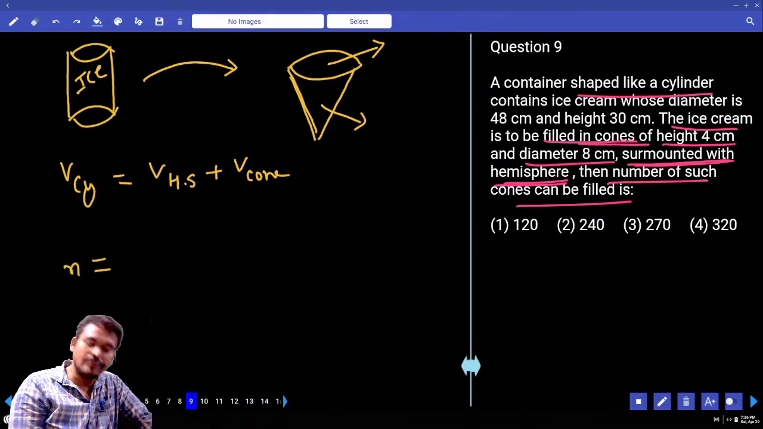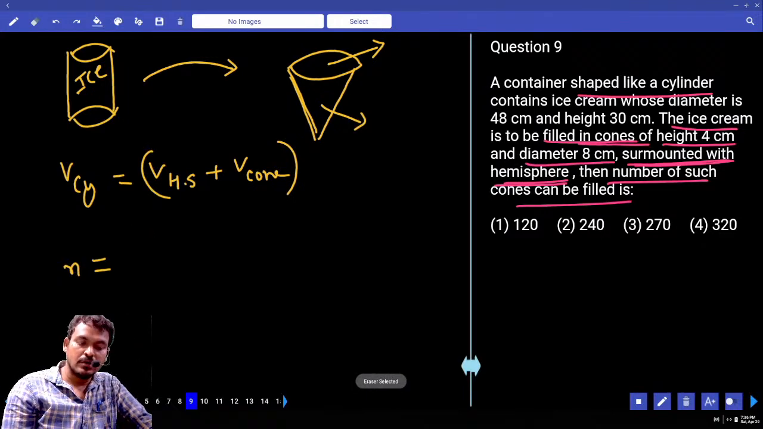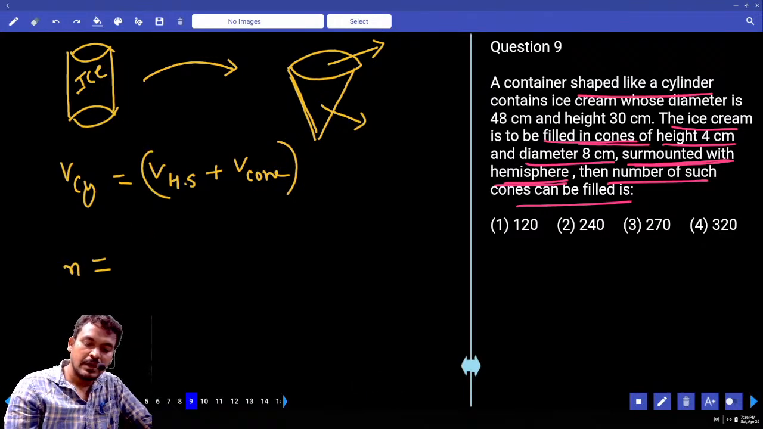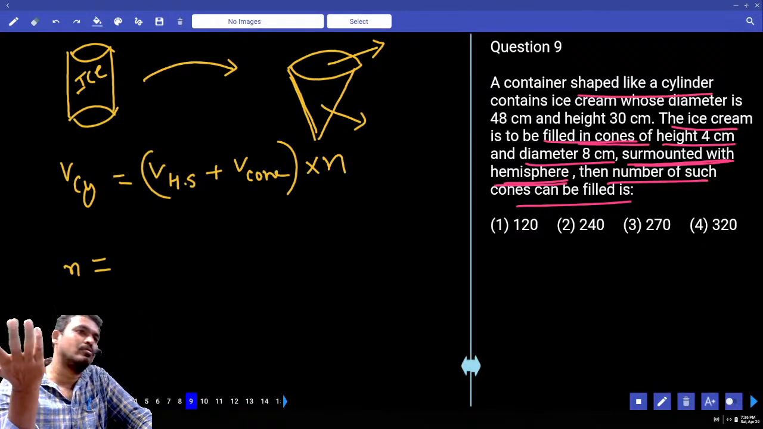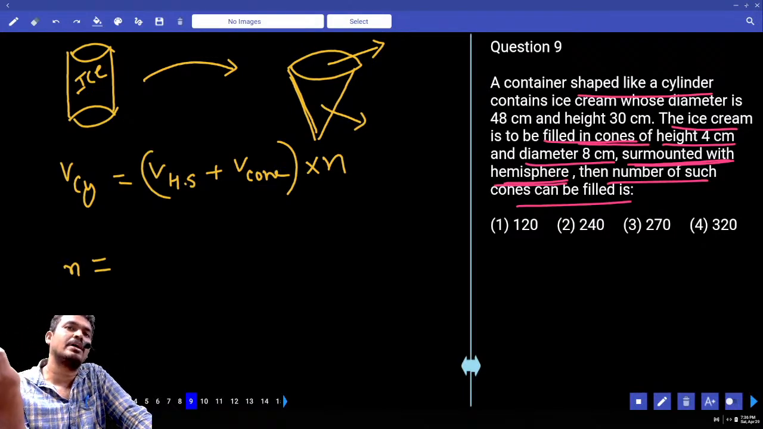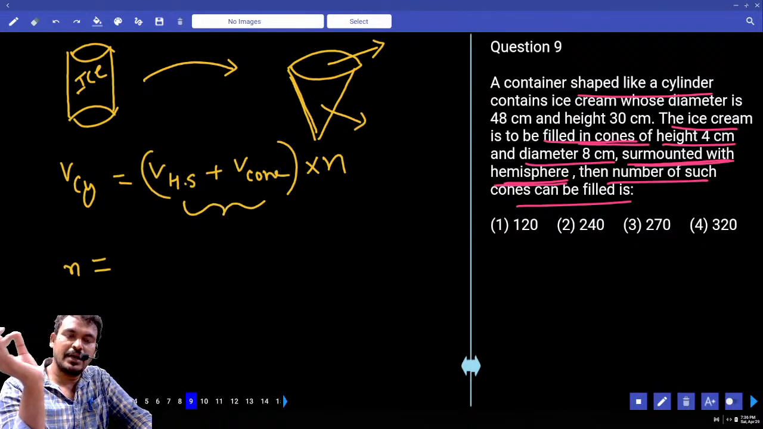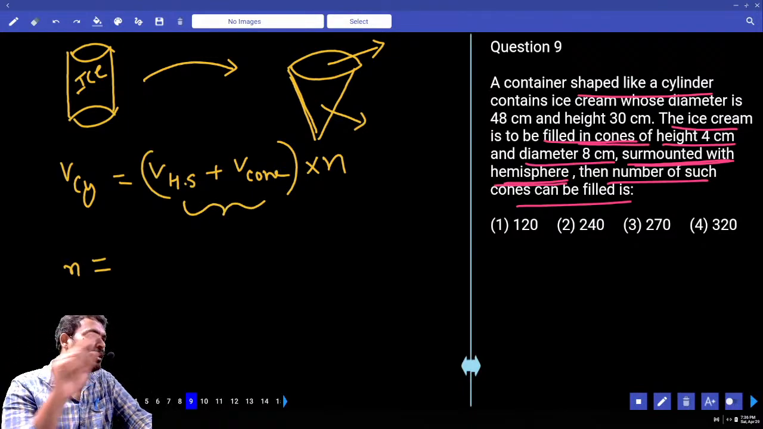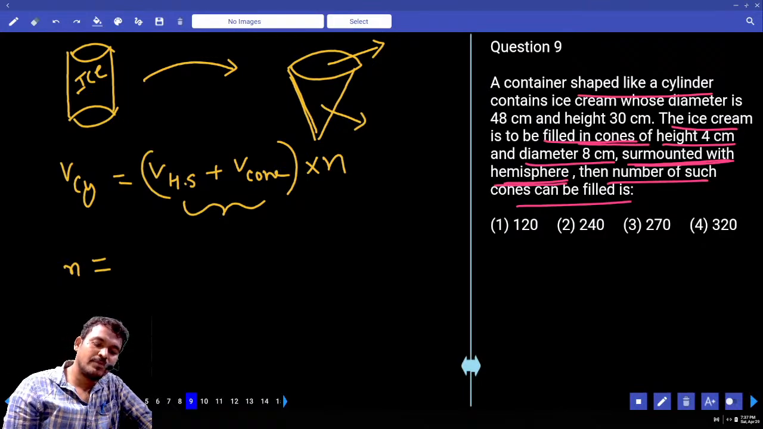Then we write that it is converted to a number of cones, not only one cone. Number of cones means the right hand side volume is multiplied by N times. What is the volume of each one? Volume of a hemisphere plus volume of a cone. But how many cones are formed? N cones, so it is multiplied by N times.